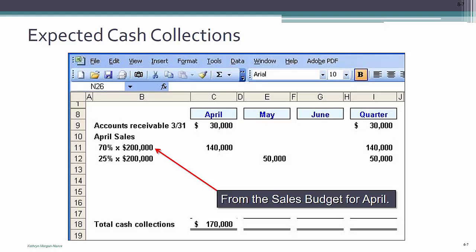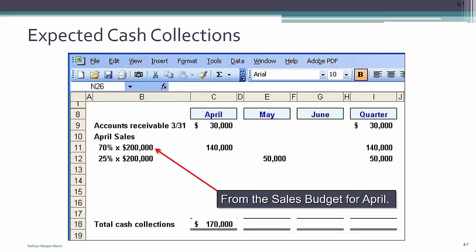In addition, 25% of April's projected sales will be collected in May, so $50,000 of April sales will be collected in May. And finally, that 5% of April sales will prove to be uncollectible. You don't see that amount here. It amounts to $10,000, or $200,000 times 5%. The uncollectible amount is not shown on the schedule as just mentioned, but would be part of the company's bad debt calculation somewhere else.